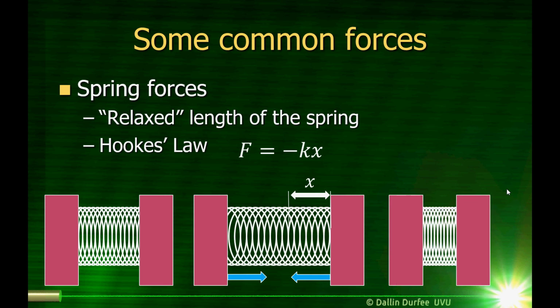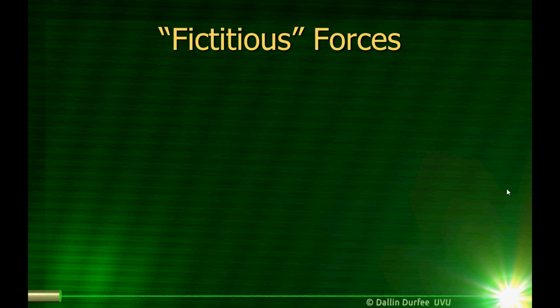If I compress the spring, all right, so if I squish the spring, now x is negative, but the force is positive, right? The force is in the positive x direction. It's trying to, once again, move the spring back towards equilibrium. And the force on the other side of the spring also tries to expand the spring, bring it back towards its relaxed length. There are also various fictitious forces that show up in physics.